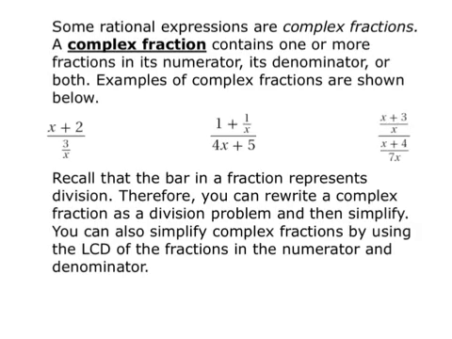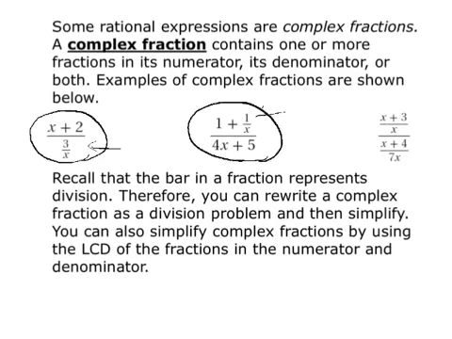Alright, some rational expressions are complex fractions. A complex fraction contains one or more fractions in its numerator, its denominator, or both. So if you look at this first one, the denominator has a fraction. Here, the numerator has an extra fraction. Here, you have a fraction over a fraction.